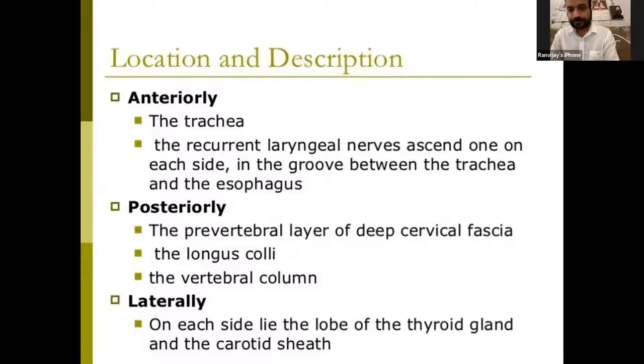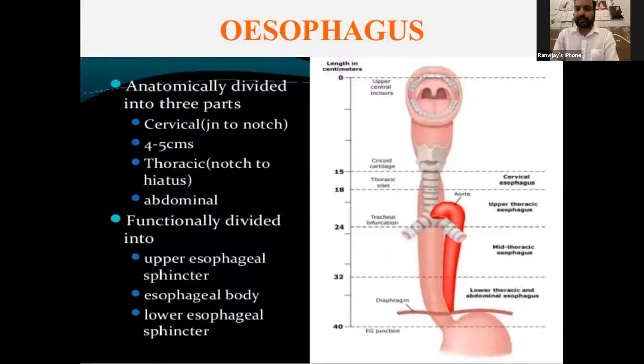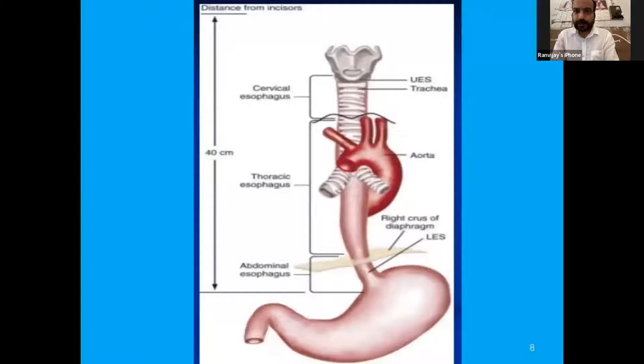Now, anatomically it is divided into three parts. One is the cervical, basically 4 to 5 centimeters. Second is the thoracic, and third is the abdominal. In the functional division, there is the upper esophageal sphincter, formed by the cricopharyngeus muscle, the esophageal body, and the lower esophageal sphincter, formed by the circular muscle of the esophagus. Now we see this is the cervical esophagus, and this is the upper esophageal sphincter behind the trachea. This is the aorta, and this is the thoracic esophagus, and this is the abdominal esophagus, the three parts of the esophagus.